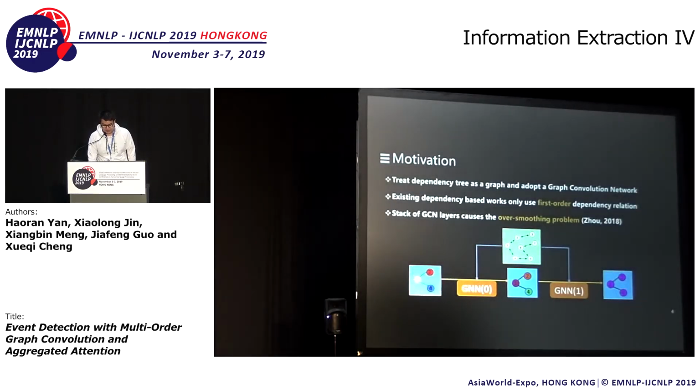In dependency-based methods, the most common way is to treat the dependency tree as a graph and adopt the graph convolution network. However, these methods only use the first-order dependency relation in graph convolution. To learn high-order dependency relations, they use a stack of GCN layers to iteratively update the graph representation of each node, which will cause the over-smoothing problem. For example, since node 1 is always connected with nodes 2 and 4 in the graph convolution procedure, their representations will be more and more similar after iteration, which damages the diversity of the representation for classification.